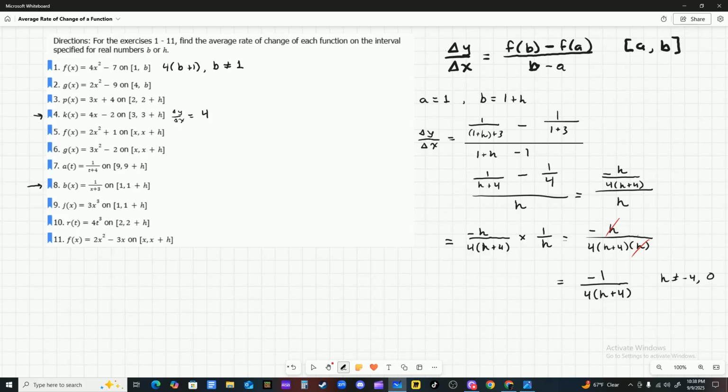So the average rate of change is equal to delta y over delta x is equal to minus 1 over 4 times h plus 4. You could technically distribute the 4 if you want. So let's just go ahead and do that. 4 times h is equal to 4h. And 4 times 4 is equal to 16. This is our average rate of change. H cannot equal negative 4. And it cannot equal 0.